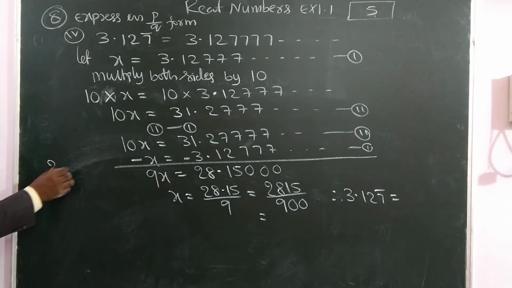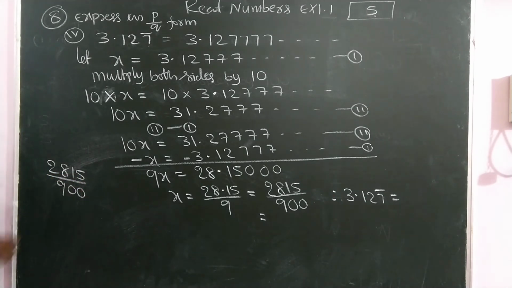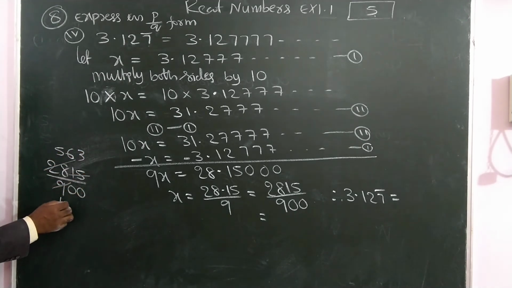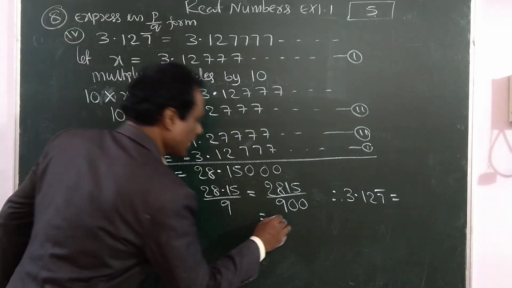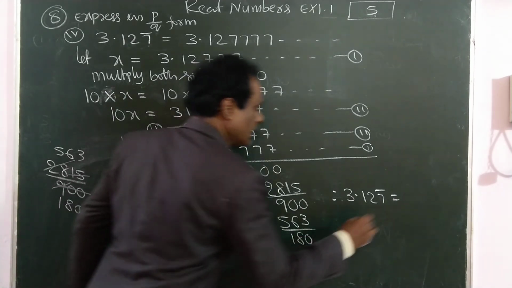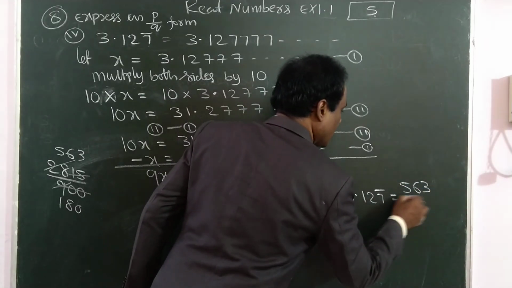2815 by 900. If you cancel with the 5 table, 5 5s are 25, 5 6s are 30, 5 3s are 15, 5 1s are 5, 5 8s are 40. So 563 by 180. So the answer is 563 by 180.